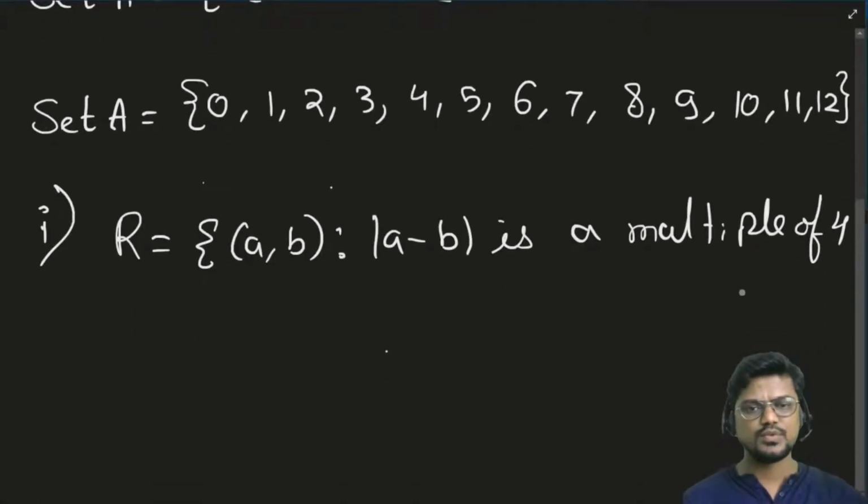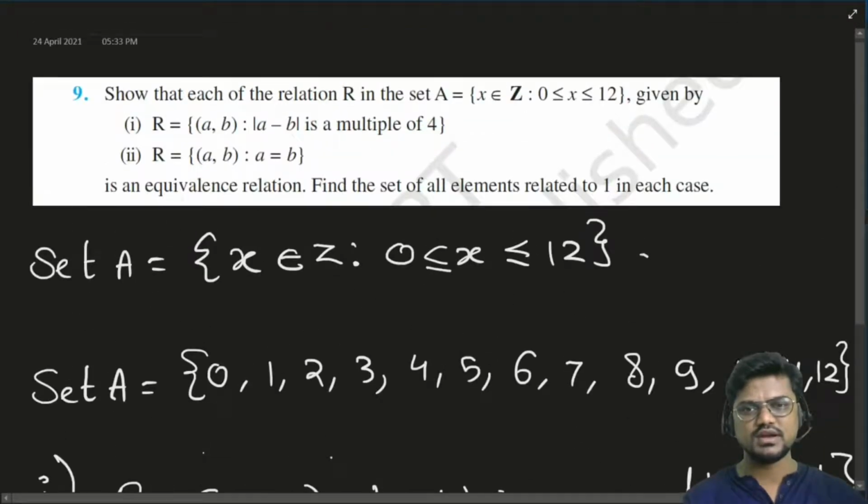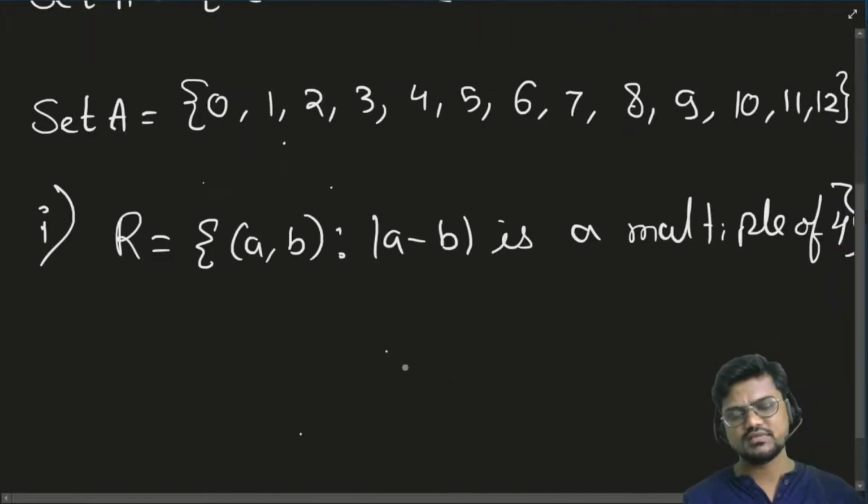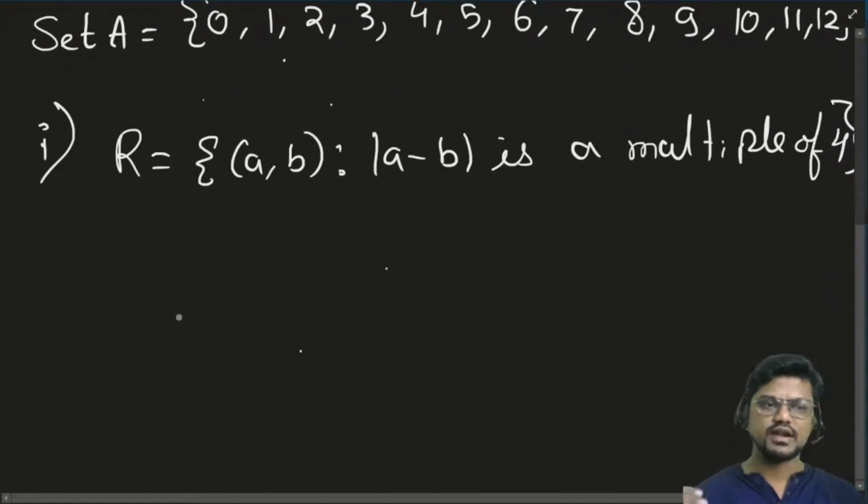Okay, now you have to prove that the given relation is an equivalence relation. We can say that the given relation is an equivalence relation when the relation is reflexive, transitive, as well as symmetric. If all these three are valid, then you can say the given relation is an equivalence relation, right?